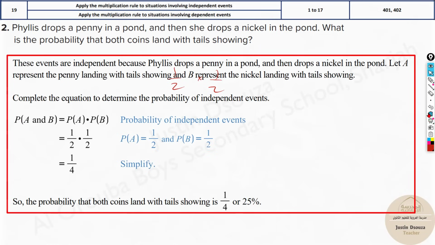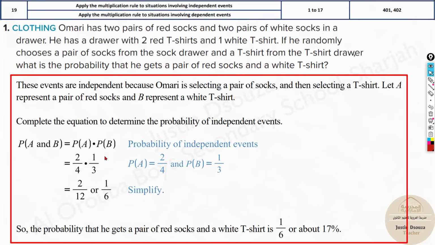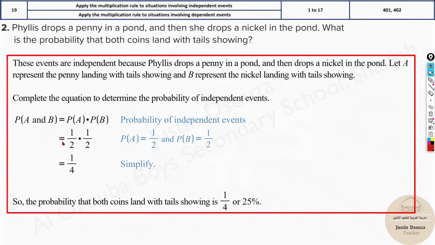Now, if you're thinking, what do we write? Let's go to the previous problem. It's very simple, right? So you can just write the formula in detail. Write what is probability of A. Probability of A is Omari getting a pair of red socks. Probability B is Omari getting a white t-shirt. So that can be written out. And then put the formula, substitute and solve because this is the writing part. Same thing over here, write both the events and then use the formula and solve it.